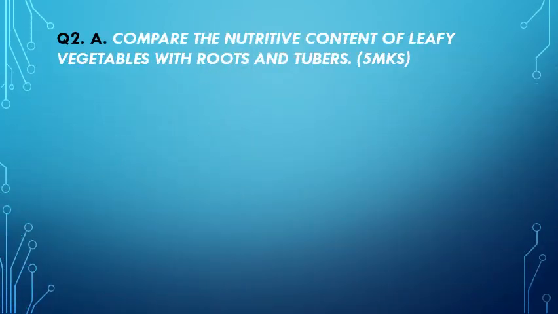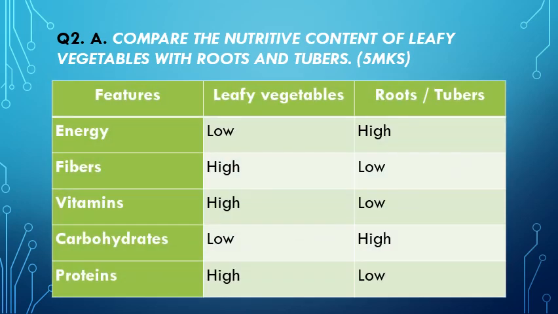That said, we now move to question 2, which says, compare the nutritive content of leafy vegetables with roots and tubers. Generally, when we talk of leafy vegetables, there are two components they are very rich in, that is fiber and vitamins. Take note of that. That's why you see it is high compared to roots and tubers, where they are low.